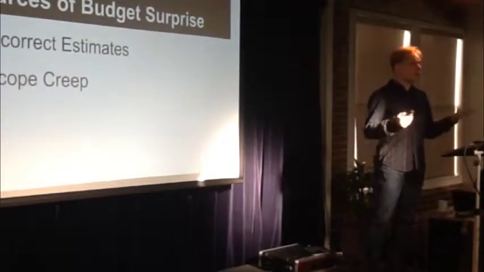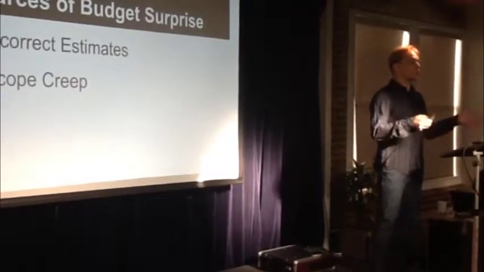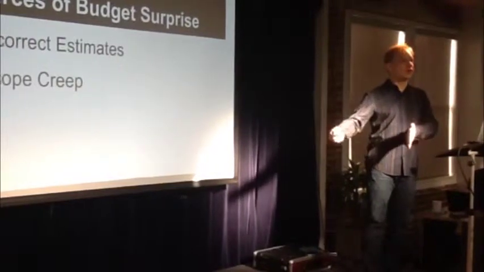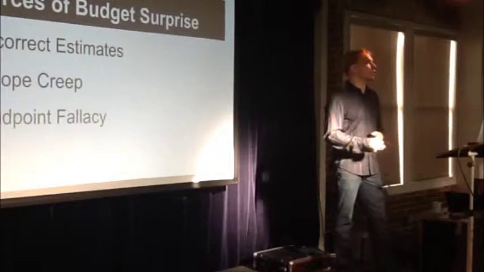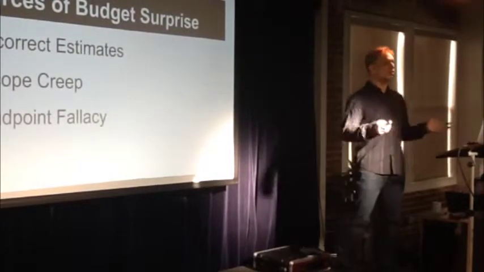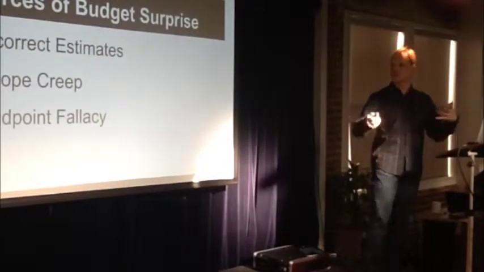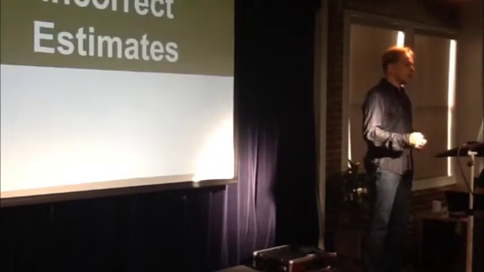Scope creep is the second problem, where what you were planning to build is not what you ended up building. You ended up adding to it along the way. And then there's a third one that I'm going to call the endpoint fallacy. So let's go through these three in order and discuss the things that contribute to them.